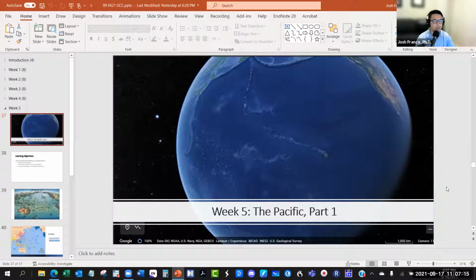And here you see a picture of Google Earth, which has the Pacific front and center. This little chain of islands here is Hawaii, and you get a sense of the California coast on this side, and then a sense of the Japanese coast here. But just realize how massive the Pacific is, right? This is a huge body of water. It's the largest ocean in the world. And we're going to focus on it for this week and for next week as well.